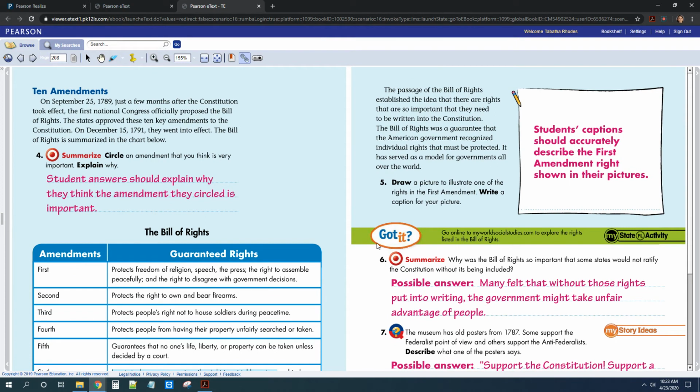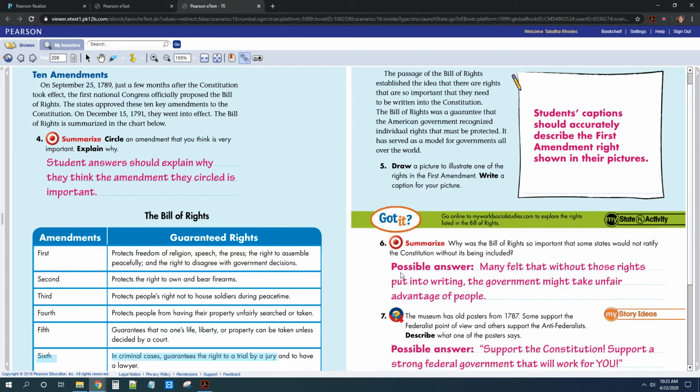All right, so number 5, you had to draw a picture to illustrate the First Amendment and then write a little caption. You probably drew something, maybe like a church or a cross. You might have drawn a newspaper or maybe people protesting. There's a lot of different things that you could draw. As long as you drew something that matches the First Amendment, you're good to go.